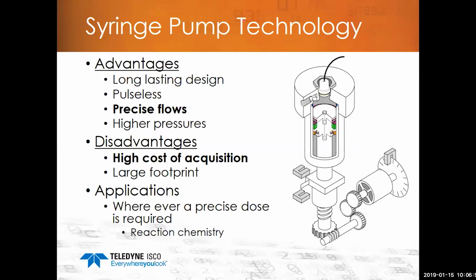Versus if cost of acquisition is important to you and you can sacrifice some of the precision and pulsation, then you can look at other types of pump technology. This would be kind of the Cadillac of the types of pumps you would use for moving flow or moving materials. So as I look here, any application where precise dose is required, I've referenced reaction chemistry, that is definitely a very solid application for this type of pump. When you're considering moving specific sizes or amounts of reagents or chemicals into a reactor, this would be very helpful.